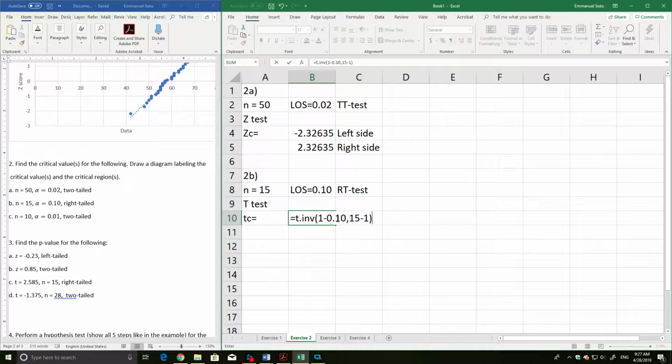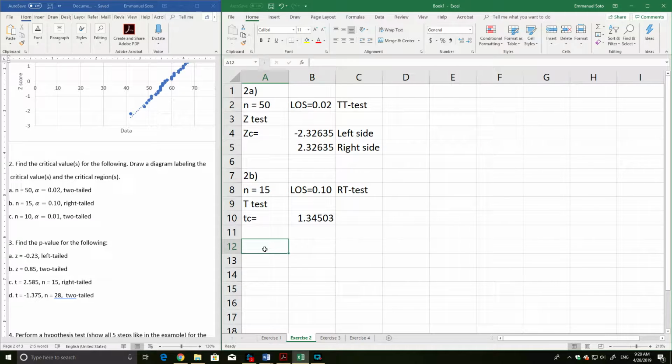All right, so again, repeating, if you're doing a left tail test, just do 0.10. If you're doing a right tail test, do 1 minus 0.10. If you're doing a two-tailed test with this function, then you could do the alpha divided by 2, just like we did for the z test, and then do 1 minus and then the regular. So there's a couple different ways you can approach this. All right, so we're going to go ahead and enter. This is our right-tailed test critical value.